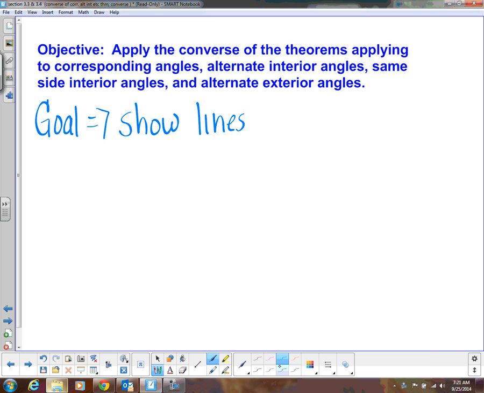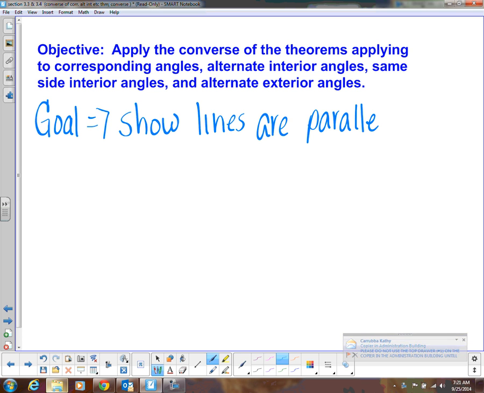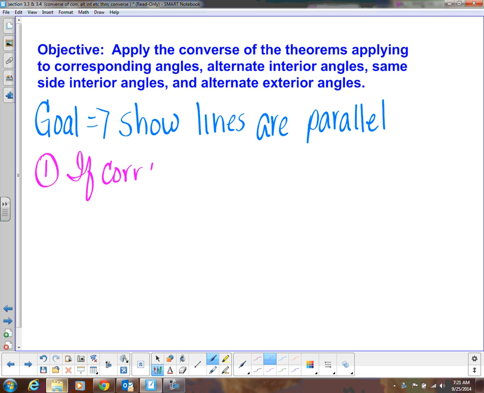All right, so you're going to show this. The goal is to show lines are parallel. Okay, that's the goal. Show lines are parallel. So there are 4 ways to do it. Way number 1 says if corresponding angles are congruent, then lines are parallel. So we've taken one of your foldable statements, and we have switched it. You with me?